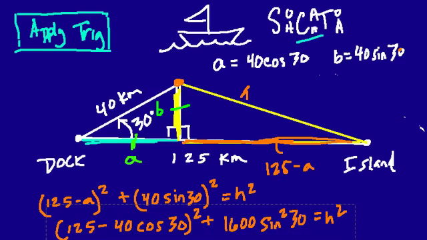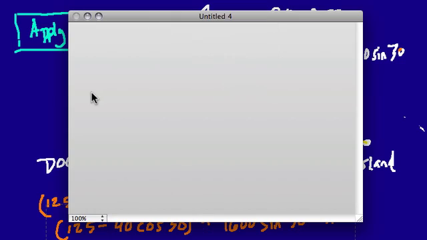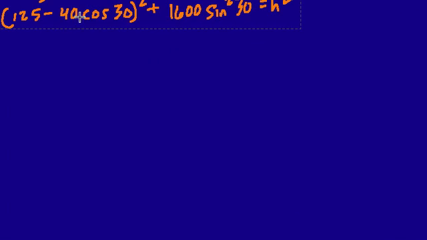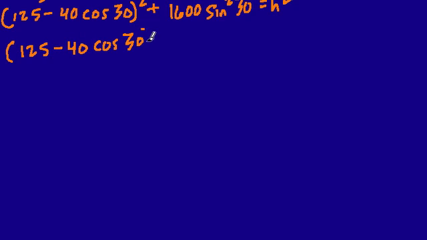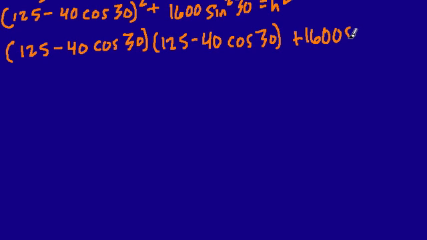And since I'm running out of room, let me make a new page and just copy this. We're going to keep working on this equation. And don't be overwhelmed here, we're just going to square this part right here, and I think we'll see some nice things that work out. So let's put this up here. Okay, it's neat enough. And to square this right here, we're just going to expand it. 125 minus 40 cosine of 30 times 125 minus 40 cosine of 30 plus 1600 sine squared of 30. All of that equals the hypotenuse squared.